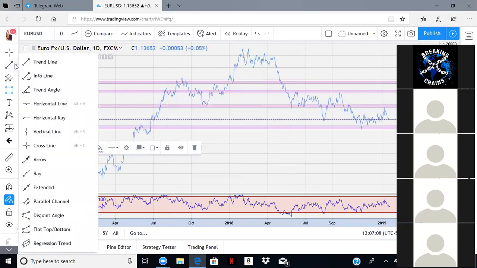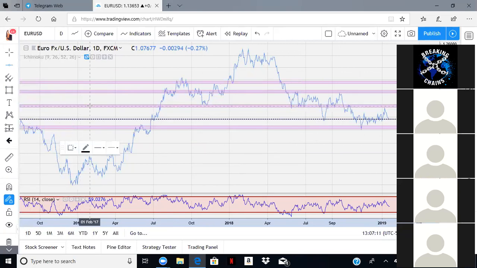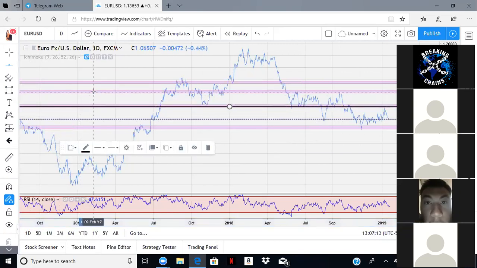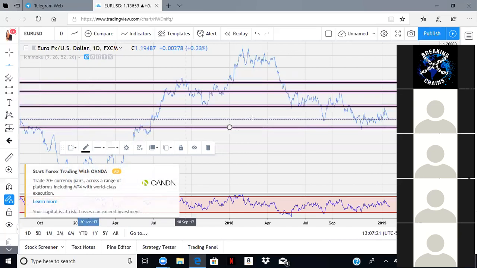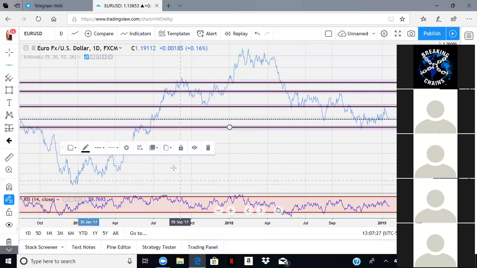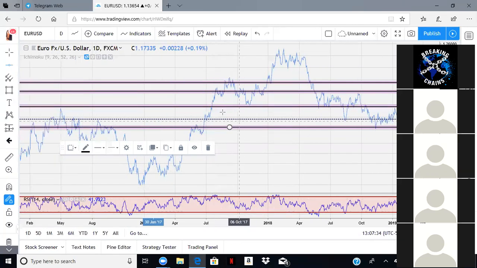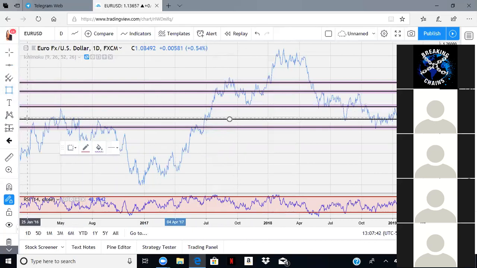Some people use the line. That's fine. It is quicker, but I don't believe that major areas of reversal or the support and resistance is just one solid spot. I do the rectangle because it kind of gives me an area, if that makes sense. Current price right now. And sometimes I'll do both the rectangle and the line.